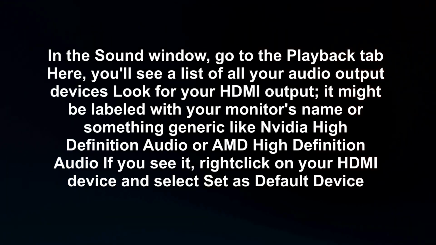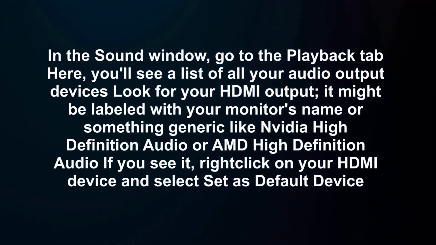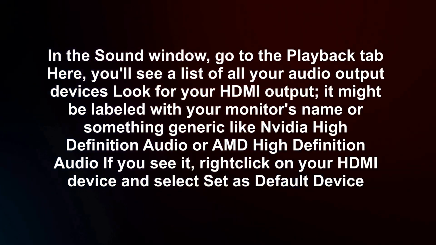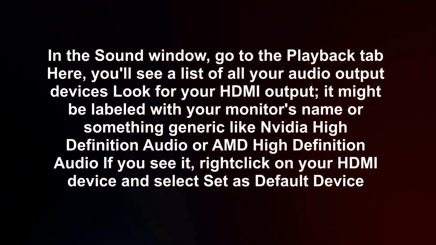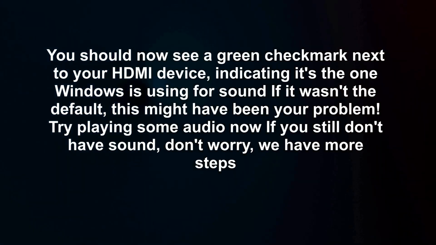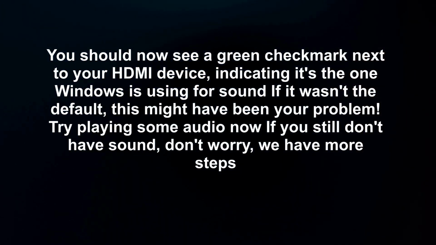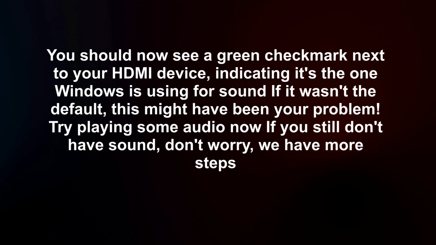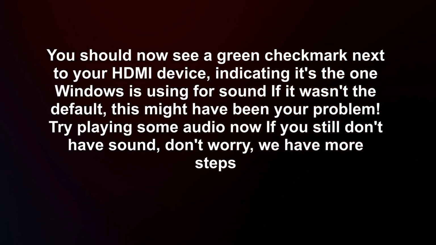It might be labeled with your monitor's name or something generic like NVIDIA High Definition Audio or AMD High Definition Audio. If you see it, right-click on your HDMI device and select Set as Default Device. You should now see a green check mark next to your HDMI device, indicating it's the one Windows is using for sound. If it wasn't the default, this might have been your problem.